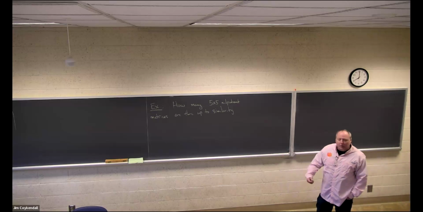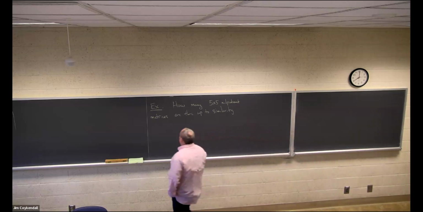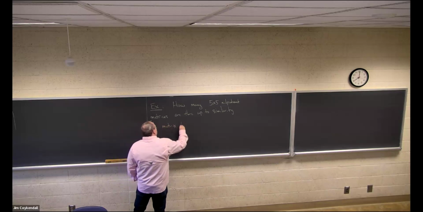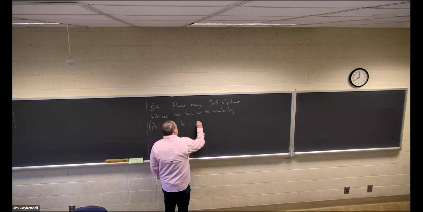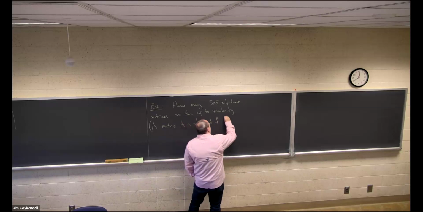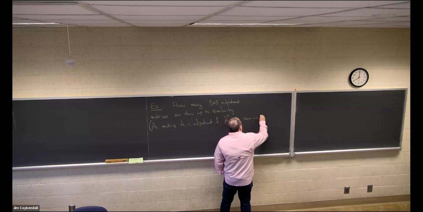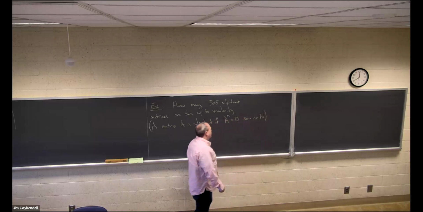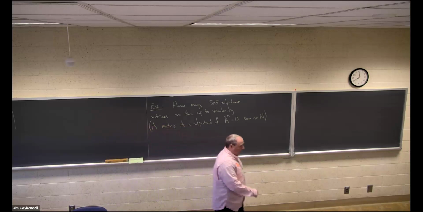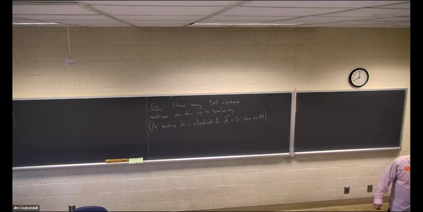So here's a question for you. Let me recall for you. A matrix A is nilpotent if A to the n is 0. Anybody know anything about nilpotent matrices that might be useful in trying to figure out this problem? All the eigenvalues are zero.